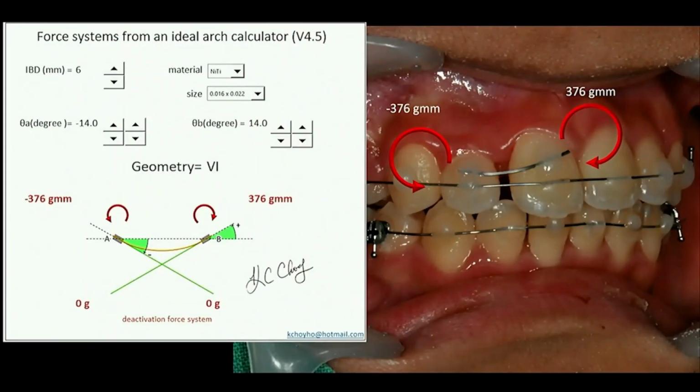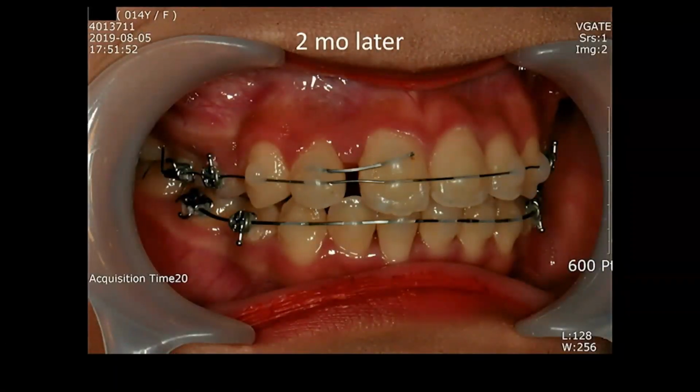If you'd like to determine the absolute value of the force system, you may want to use the Bender's Toolkit, which you have already downloaded. The result after 2 months.